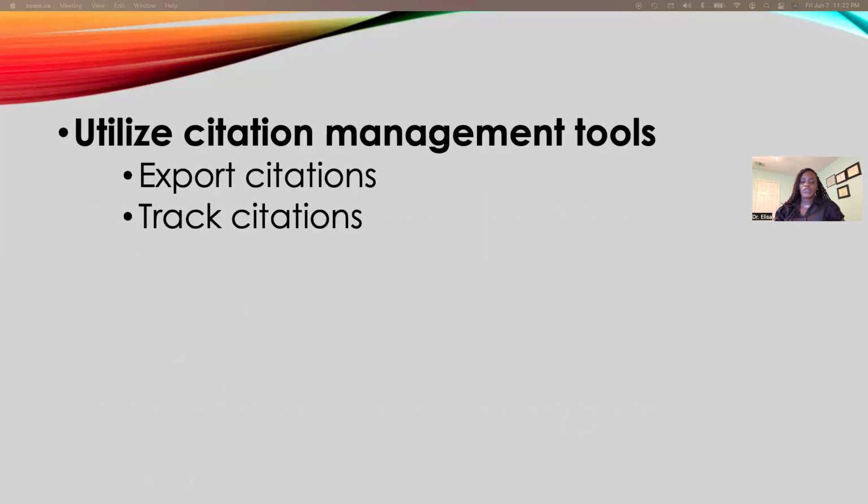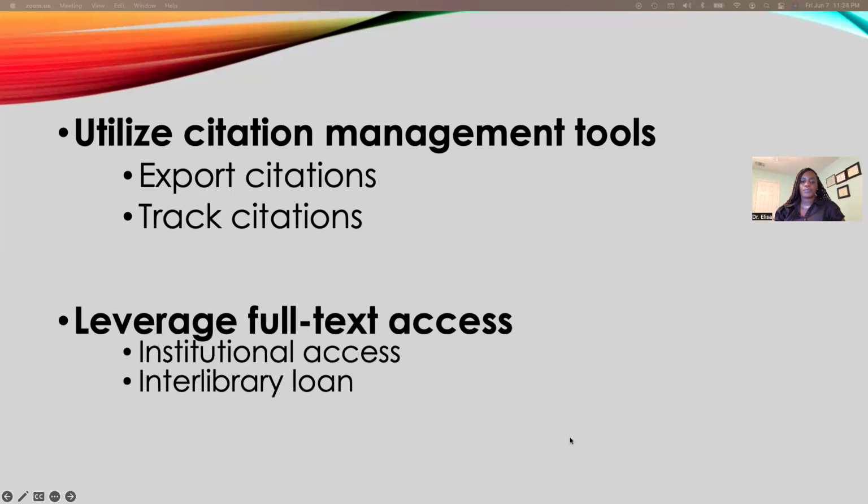My next step is for you to utilize citation management tools. For export citations, you can use citation tools to export references to citation management software, such as EndNote, Mendeley, or Zotero. This helps in organizing and citing your sources efficiently. You can also track your citations. You can use citation tracking features to see how often and where an article has been cited. And this can help you gauge the impact and relevance of a specific paper as well.